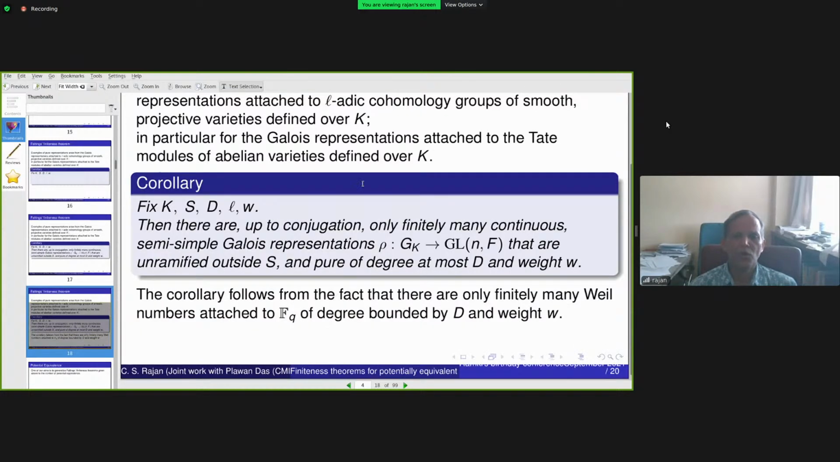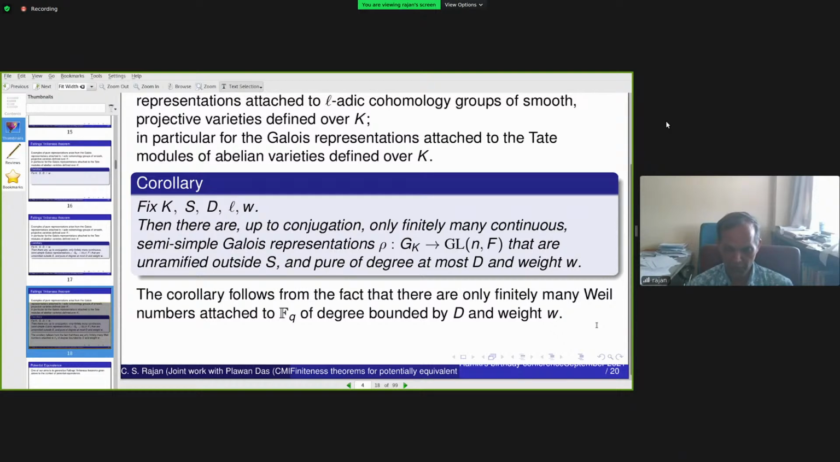So the corollary follows from the fact that there are only finitely many Weyl numbers attached to F_q of degree bounded by D and weight W. The point is that if you have a Weyl number and all its conjugates are also algebraic integers, then the polynomial over Z, you can look at its coefficients. The coefficients are all bounded because of the purity assumption.